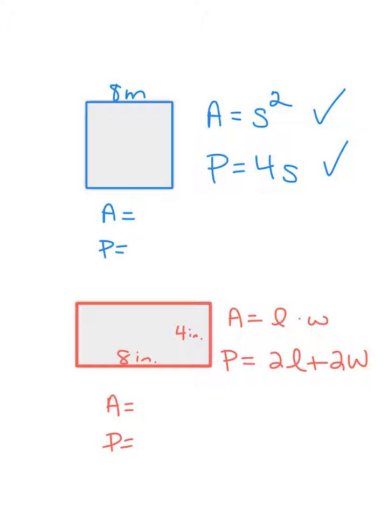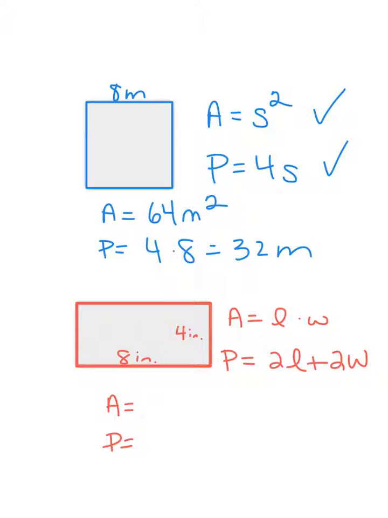So in the given example, one of our sides is 8 meters. So our area is going to be 8 meters squared, so it's going to be 64 meters squared. Our perimeter is going to be 4 times 8, so that's going to be 32 meters.